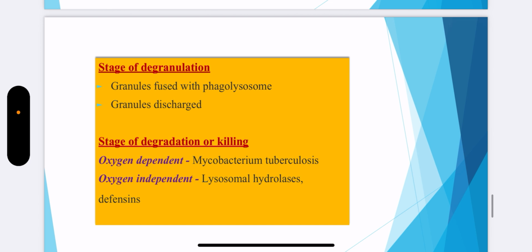Then there is a stage of degranulation, in which the granules in the phagocytes get discharged. They get fused with the phagolysosome, which ultimately ends up in the stage of killing of the microorganism. The bacteria, after being killed, get removed or degraded by the action of hydrolytic enzymes. And this killing or degradation occurs by oxygen dependent and oxygen independent pathways.